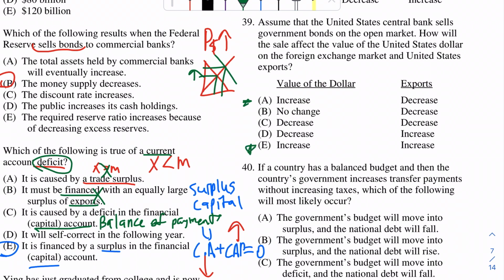Now, if the value of the dollar is going up, that means the value of the foreign currency is going down. If the value of your foreign currency is going down, can you buy more stuff or less stuff? You could buy less stuff. So that would mean you're buying less stuff from the United States. Therefore, U.S. exports will have to decrease. 39 has to be A.